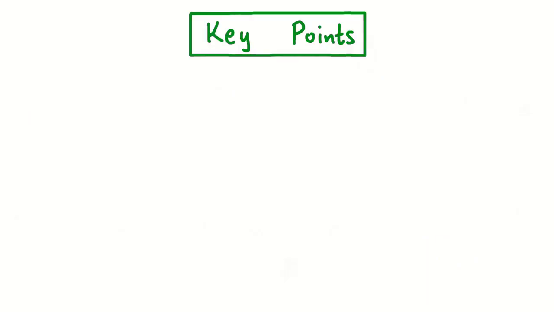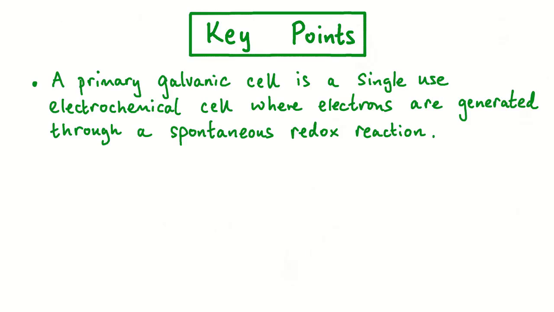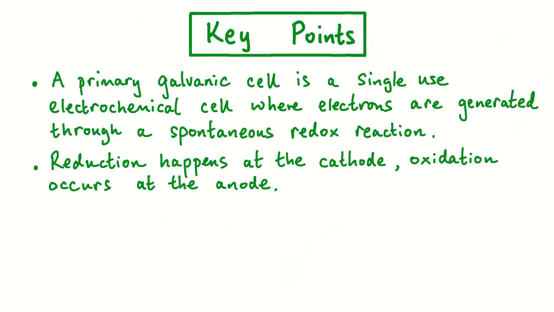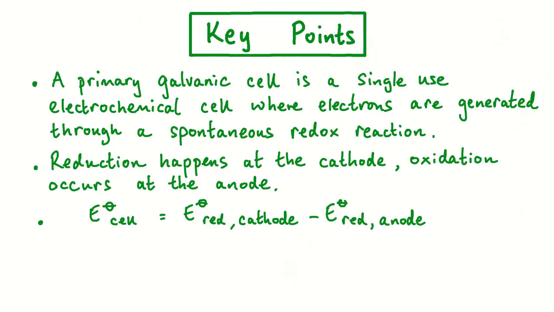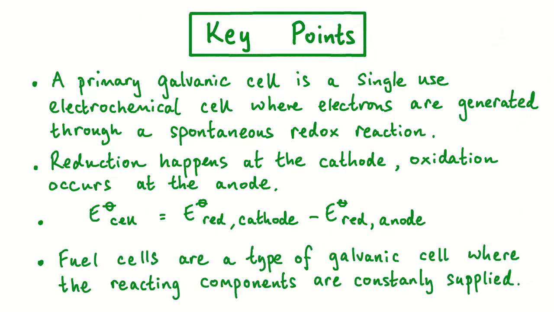Now it's time to review the key points from this video. A primary galvanic cell is a single-use electrochemical cell where electrons are generated through a spontaneous redox reaction. Reduction happens at the cathode, oxidation occurs at the anode. The standard cell potential can be calculated by taking the standard reduction potential of the cathode and subtracting the standard reduction potential of the anode. Fuel cells are a type of galvanic cell where the reacting components are constantly supplied.